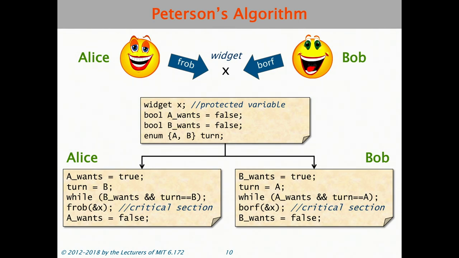What Alice does is she says, I want it. She sets A wants to true. And she sets the turn to be Bob's turn. Then the next loop has an empty body, notice. It's just a while with a semicolon. That's an empty body. It's just going to sit there spinning. It's going to say, while Bob wants it and it's Bob's turn, I'm going to just wait. And if it turns out that either Bob does not want it, or it's not Bob's turn, then that frees Alice to go into the critical section and frob X. And then when she's done, she says, I don't want it anymore.